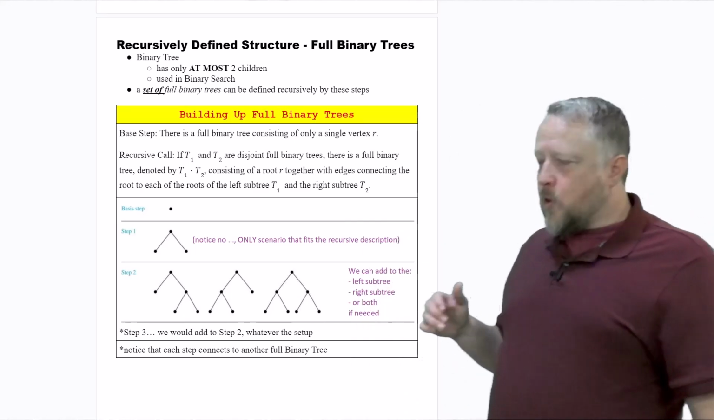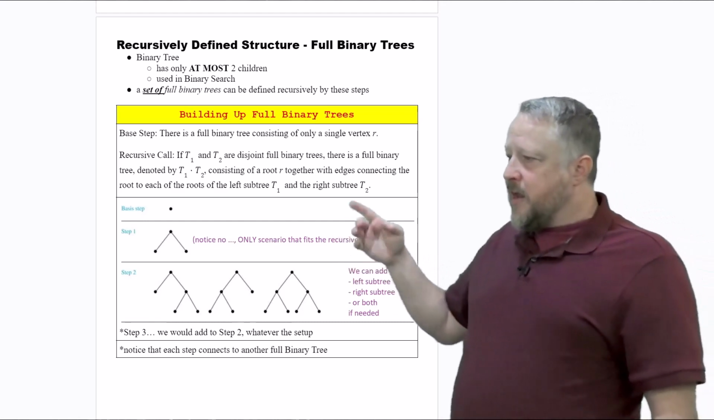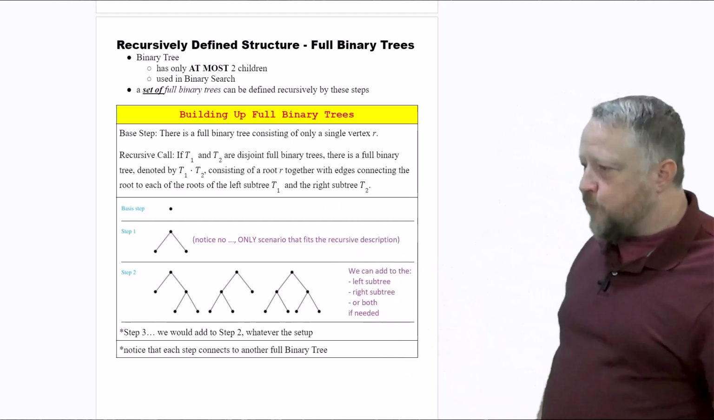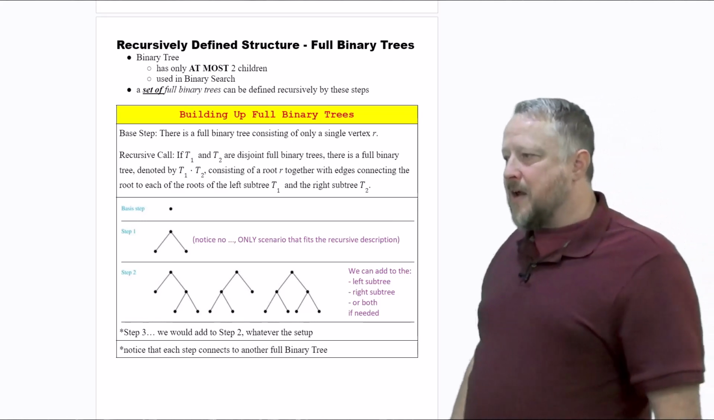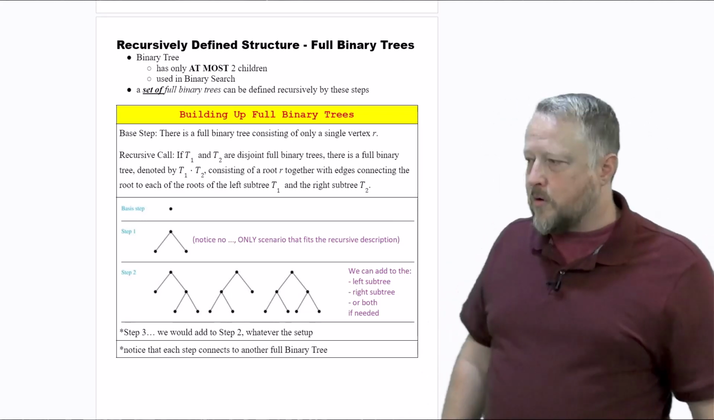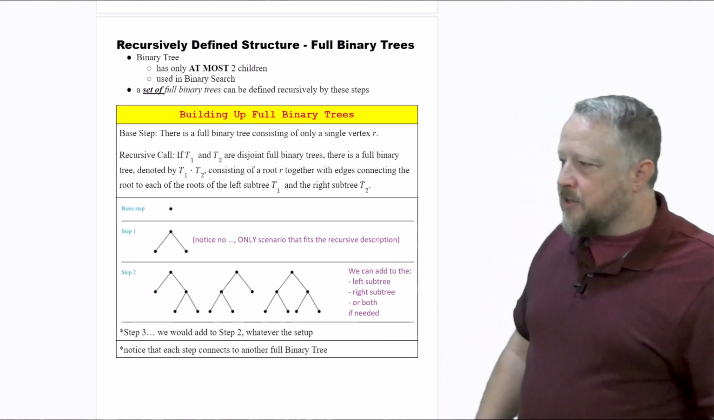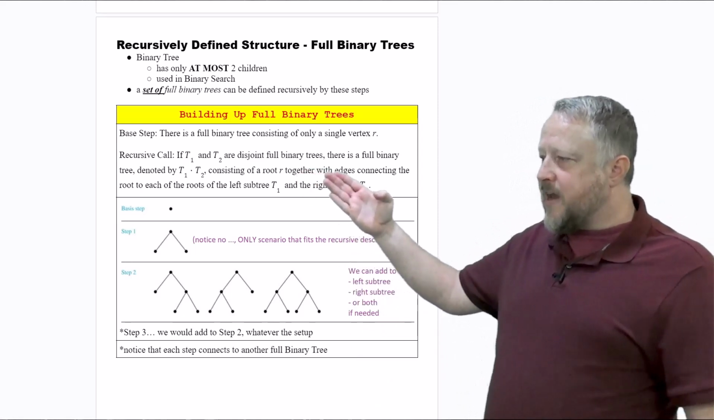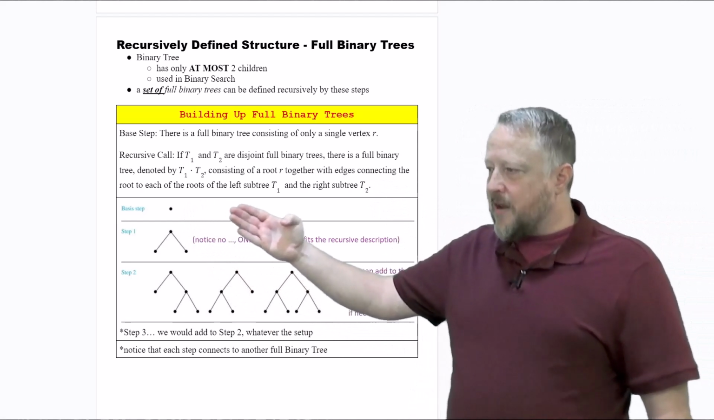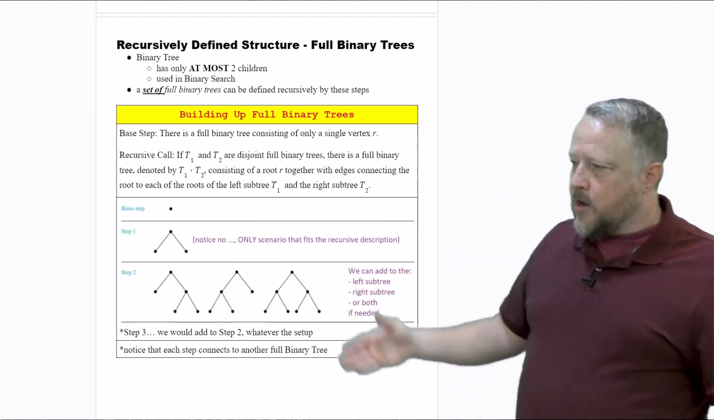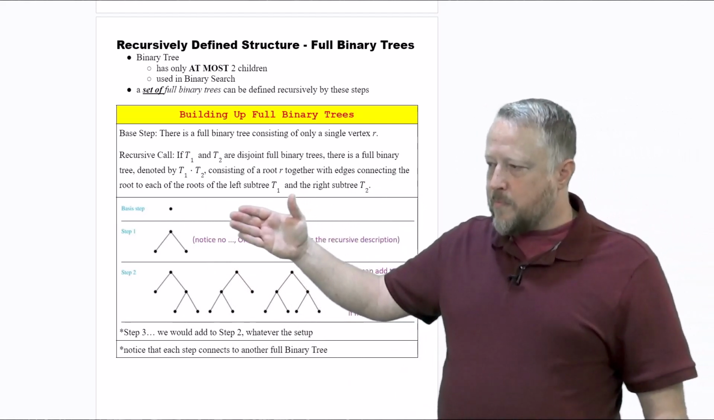So a recursive call is quite a jump from this. If T1 and T2 are disjoint full binary trees, there is a full binary tree denoted by T1 times T2, if you want to call it that. It's really merging, consisting of a root R together with the edges connected to the root, to each of the roots of the left tree or right tree. So here's our base case, our base setup.